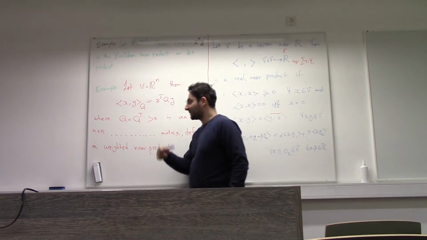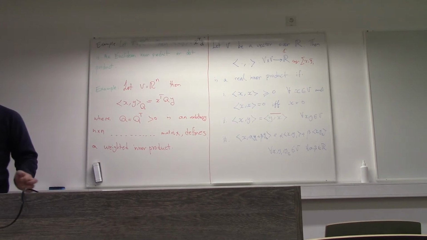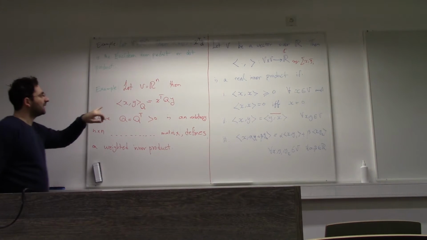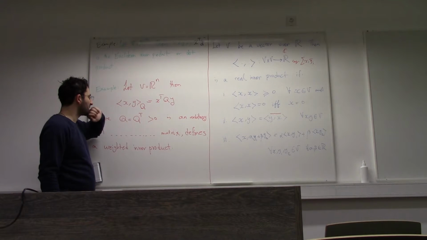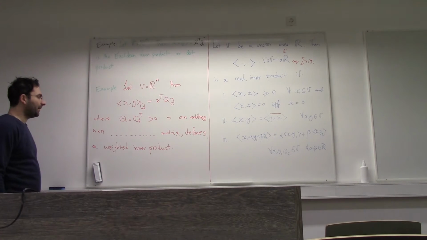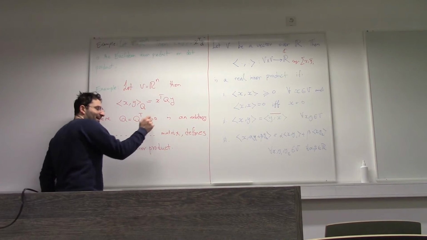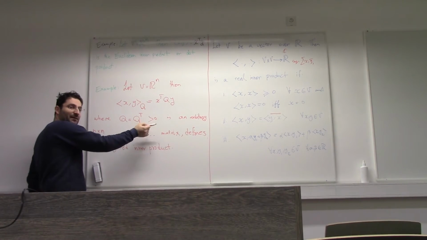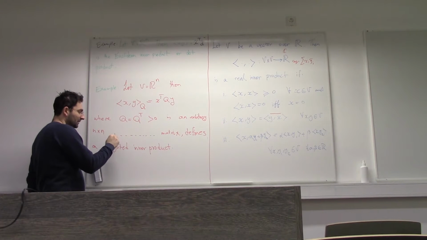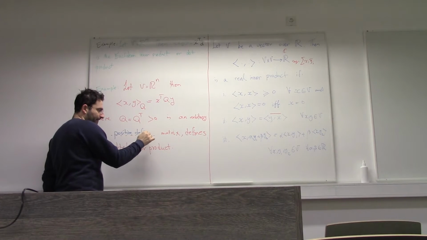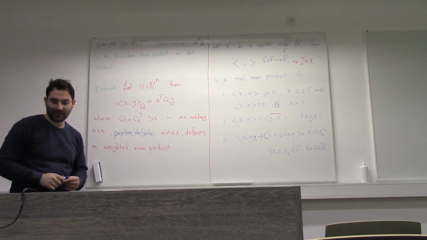Q has this property: Q is equal to Q transpose, which means that Q is symmetric. And because x is n by 1 and y is also n by 1, we understand that Q should be n by n in order to have everything done. But Q is greater than 0. What does it mean? Which type of matrix is it when we write this? It's a positive definite matrix.